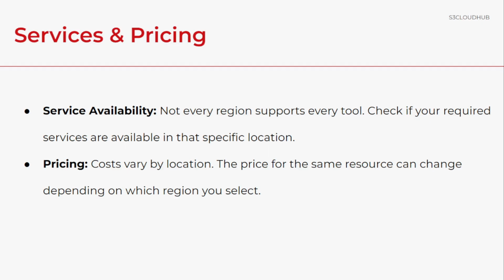Fourth is pricing. Did you know the price changes based on the location? A server in Tokyo might be more expensive than a server in Iowa because electricity and taxes are different there. So, if you want to save money, check the price tag first.